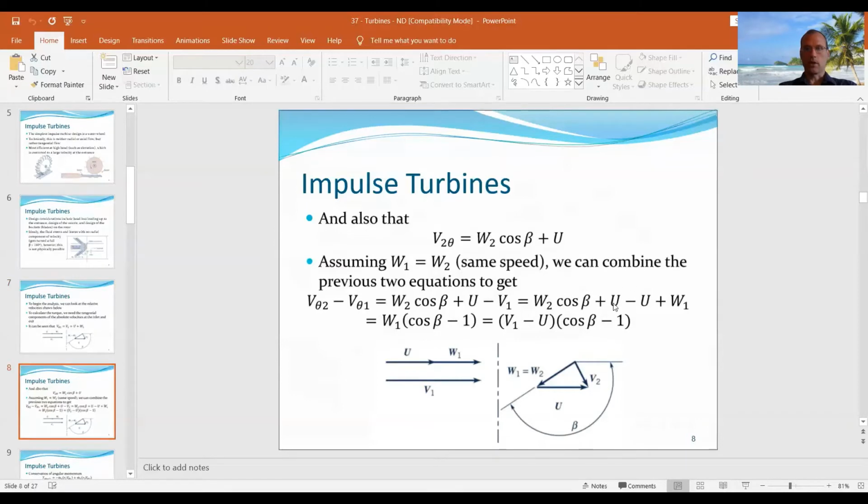So just put that back in, the U's cancel out. I have a W2 cosine beta plus a W1, but W1 and W2 are the same thing, so I can pull it out as W1 times cosine beta minus 1. And then that gives me, again, W1 is V1 minus U, so V1 minus U, times cosine beta minus 1. Why is that not plus 1?